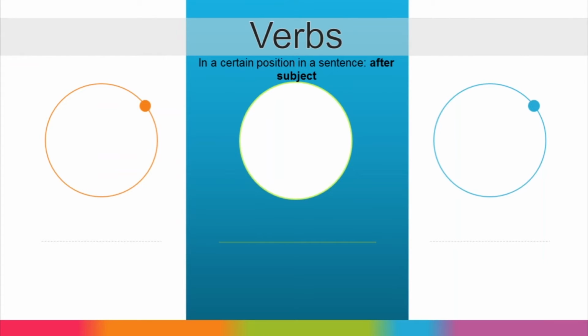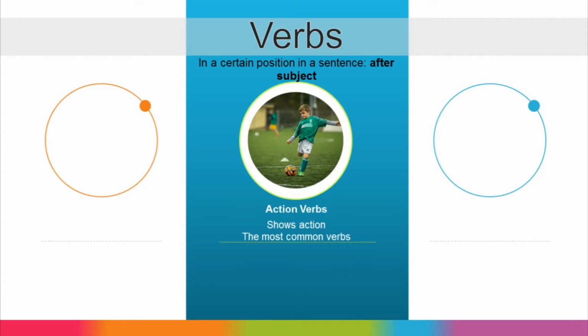Now let us continue with verbs. Verbs are in a certain position in a sentence, usually after the subjects. So there are 3 kinds of verbs. The first kind are the action verbs that show action. These are the most common verbs. The examples are eat, kick, run, move, sing, play, etc. An example of this verb in a sentence is: the boy kicks the ball. The boy here is the subject and he does an action, which is kicks. That's why we call it an action verb.